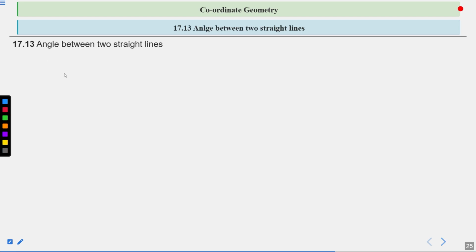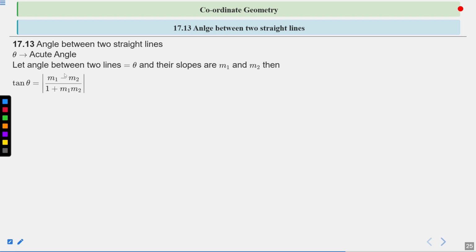Next, angle between two straight lines. So theta is the acute angle. Let the angle between two lines be theta and their slopes be m1 and m2, then tan theta becomes mod of m1 minus m2 upon 1 plus m1 into m2. So theta becomes tan inverse of mod of m1 minus m2 upon 1 plus m1 into m2.